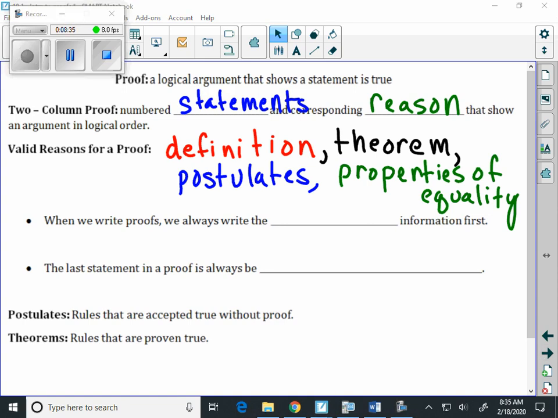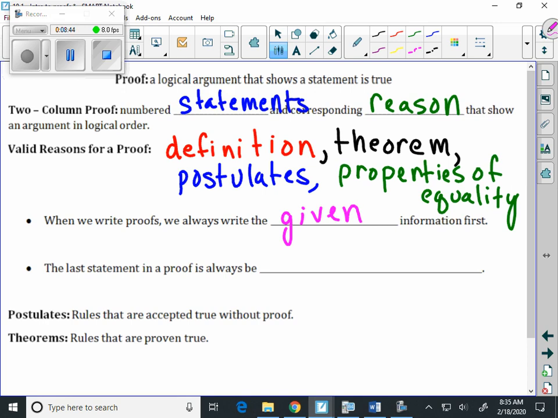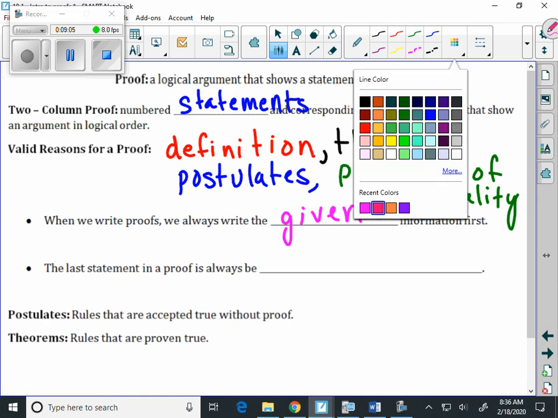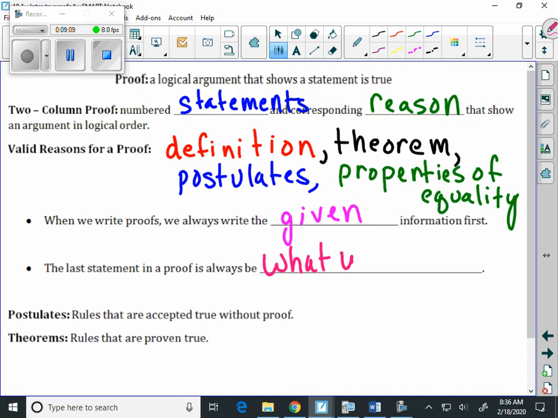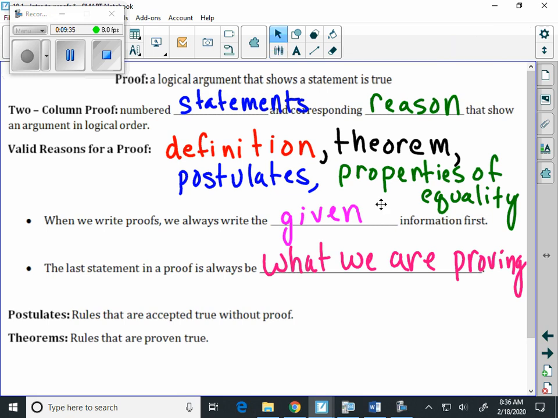When we write proofs, we always write the given first. And even if you can't do the proof, at least you should be able to fill in three things. The statement that's given, and the reason, and then the last statement in the proof, which is always what we are trying to prove. Again, even if you can do nothing else, you should be able to write down the given statement, the reason, and what we're trying to prove. And that can eliminate some of the blanks that we have to fill in, too.